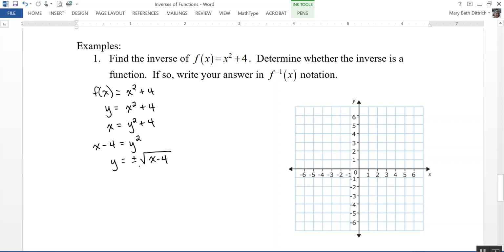So the positive is the square root function that has a vertex at the point (4, 0), and would continue something like this. So that's the positive square root of x minus 4. The negative square root of x minus 4 is going to look something like this. Okay, and as you can see, this is not the graph of a function. This actually fails the vertical line test. So this is not a function because it fails the vertical line test.